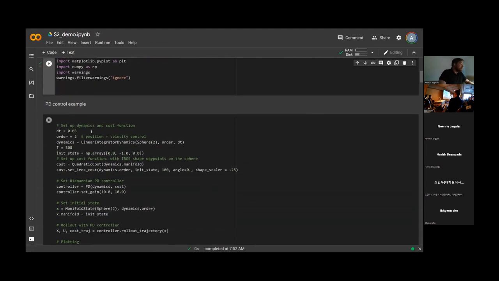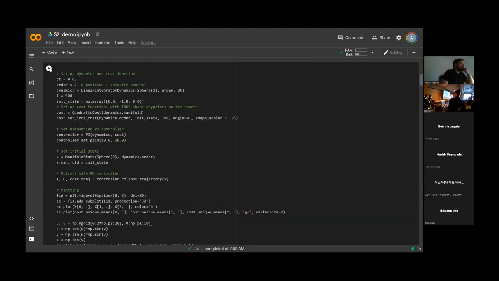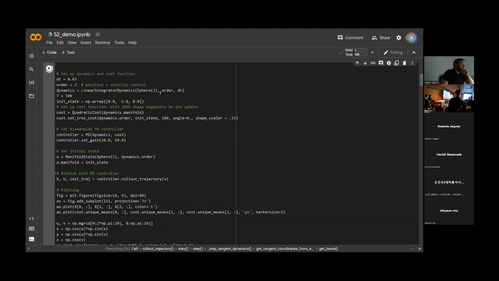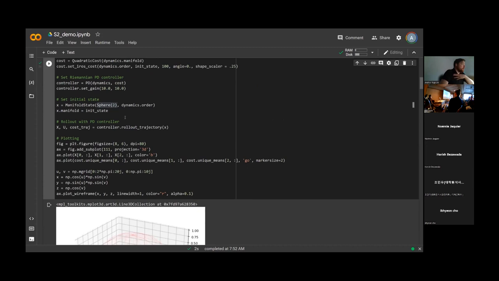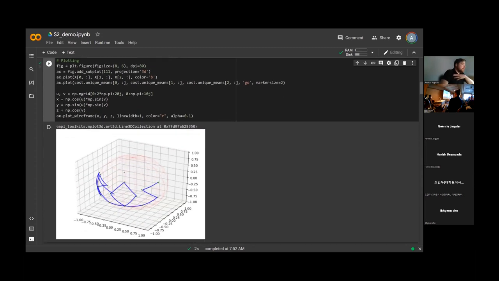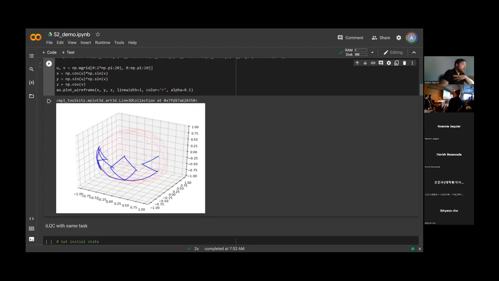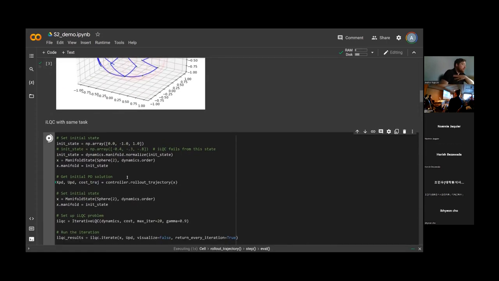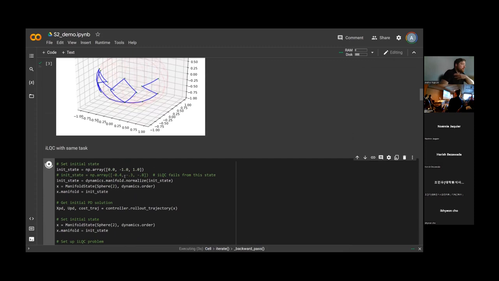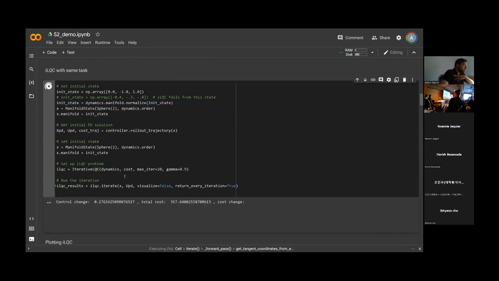Everything in the implementation is pretty much the same. The only thing that is really changing is the manifold. So here we use the two-sphere. Otherwise, the whole implementation of the algorithm is the same. This is, for example, just the PD controller applied, and you can see it provides some solution. After that you can use the iterative accuracy to arrive at the smooth solution, and we don't have to wait for it.